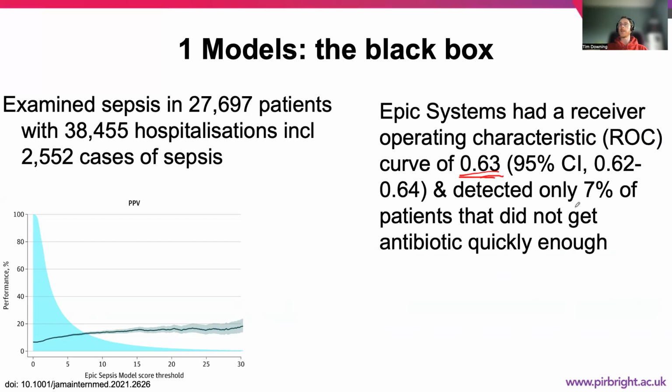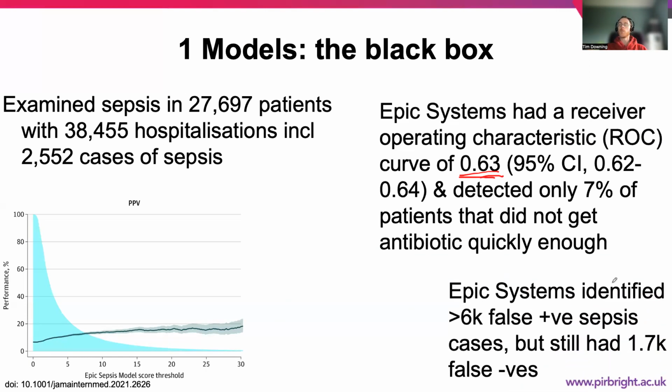Importantly, they only detected 7% of the patients that did not get their antibiotic quickly enough, because with sepsis, time is very, very important, and it's not necessarily easy to diagnose either. What is worth noting as well is that it identified 6,000 false positive cases of sepsis, suggesting that its specificity and sensitivity are very, very poor, and its false negatives were at 1.7K too.